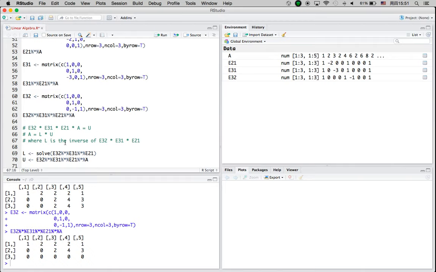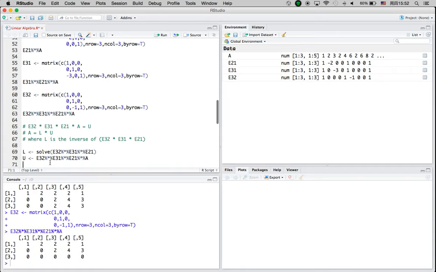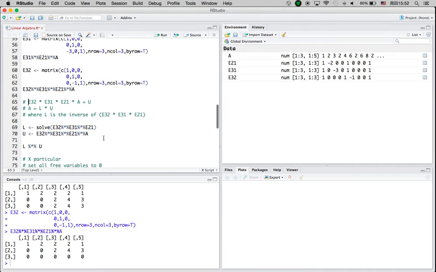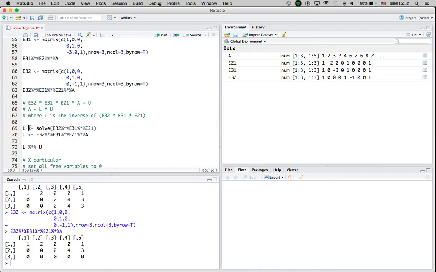There's also a factorization called LU factorization. L is a lower triangular matrix, so it has 0 above the diagonal, but numbers below the diagonal. And that factorization is that L is just the inverse of everything in the elimination matrix. So we have already created the elimination matrix here, and then we can take the inverse.